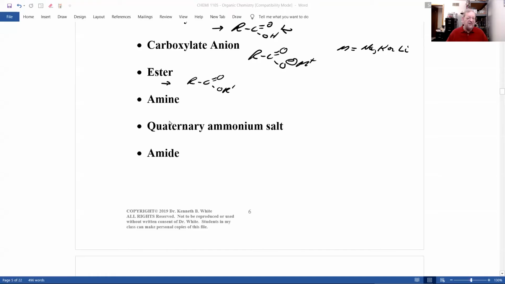And amines are important. Quaternary ammonium salts are used as fabric softeners and antimicrobial compounds, and amides are also important.